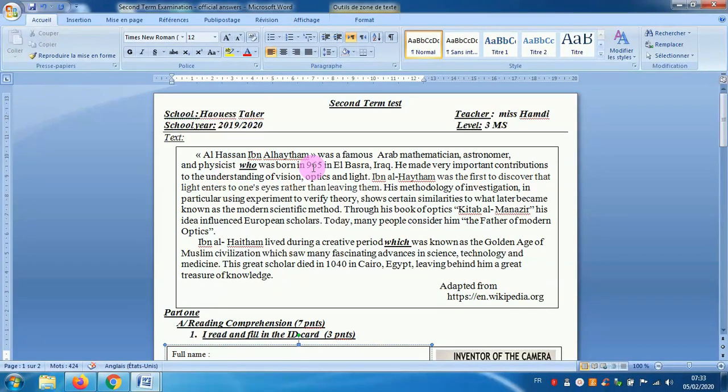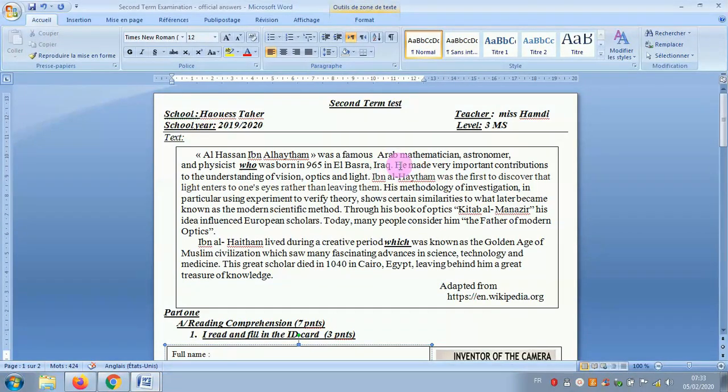He was born in 965 in Al-Basra in Iraq. He made very important contributions to the understanding of vision, optics and light. ابن الهيثم was the first to discover that light enters one's eyes rather than leaving them. كان الأول اللي اكتشف أنه الضوء يدخل للعين مش يخرج منها، كما كانوا يعتقدوا بكري أن العين تخرج الضوء.